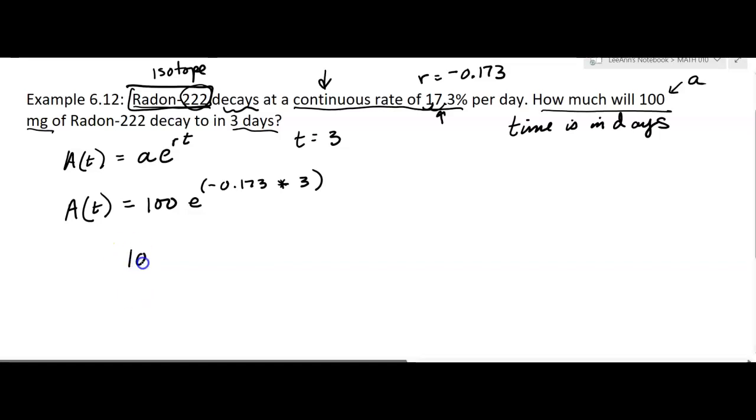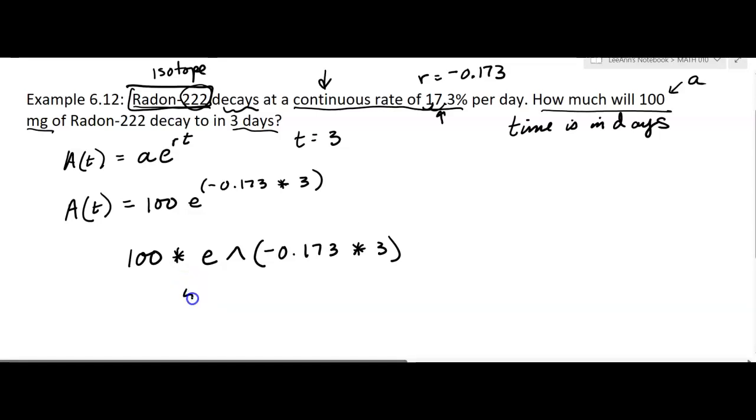So in the calculator, we're going 100 times, then we're going to have that E button, and it's going to open the parenthesis, maybe or maybe not, depends on your calculator, and then you're going negative 0.173 times 3, and close that off and hit enter, or whatever your calculator needs, the equal sign. Okay, let me turn on my calculator. So I have 100 times E, and then it's negative, make sure you make it negative, 0.173, make sure I get that in there, times 3, and what does it give me?